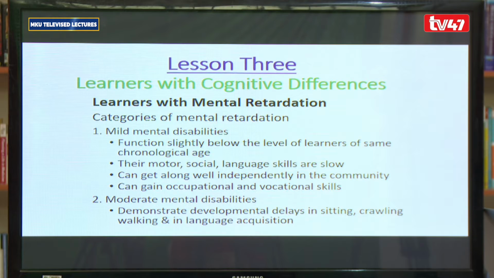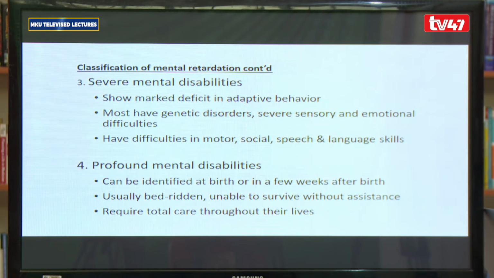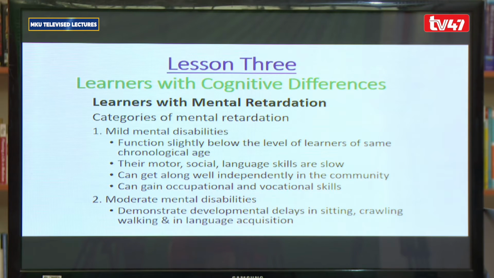Categories of learners with mental retardation: we have mild, we have moderate, we have severe, and we have profound. With mild, these are people that we interact with in our day-to-day lives. They attend school, mild mental disabilities. They learn, but they are slow. They are behind their age mates because, of course, their brain development is behind that of their age mates, and therefore they are seen to lag behind in terms of learning.